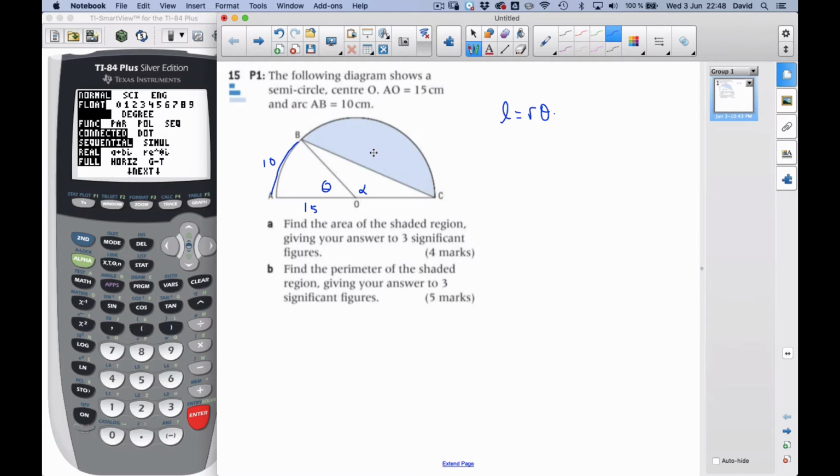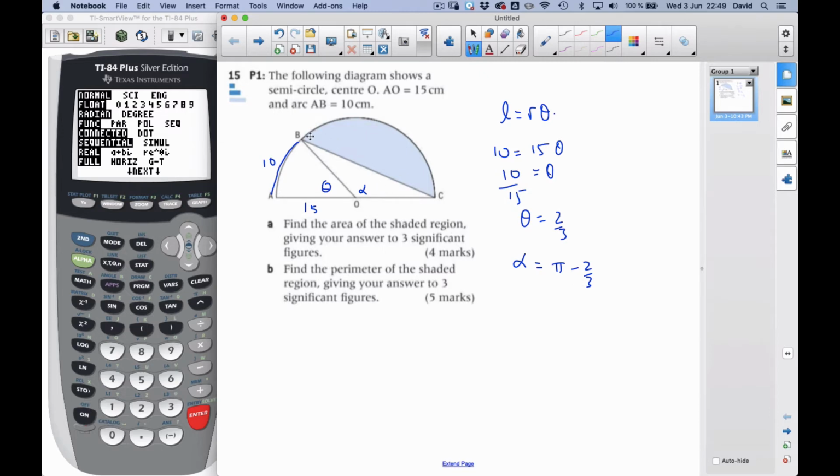Okay, so if I find theta first, I know that 10 is equal to 15 theta, and so theta is equal to 10 over 15, and so it is 2/3. And so now alpha is going to be pi minus 2/3.